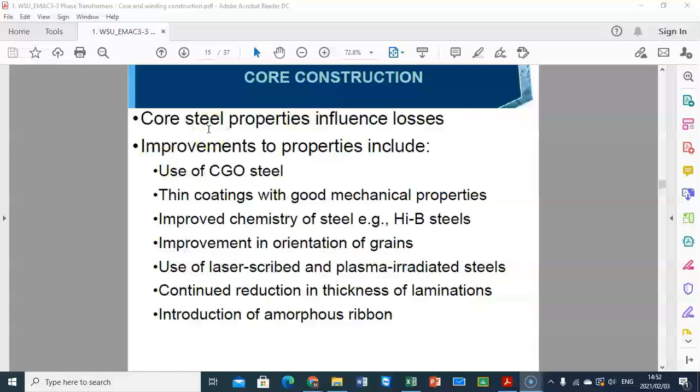So the properties of the core steel can influence the losses or core losses, and to improve the properties of the steel, we can do the following, which are use of CGO steel or tin coating with good mechanical properties, or improved chemistry of steel, improvement of orientation of grains, use of laser scribed and plasma irradiated steels, and continued reduction in thickness of laminations, or introduction of amorphous ribbon.